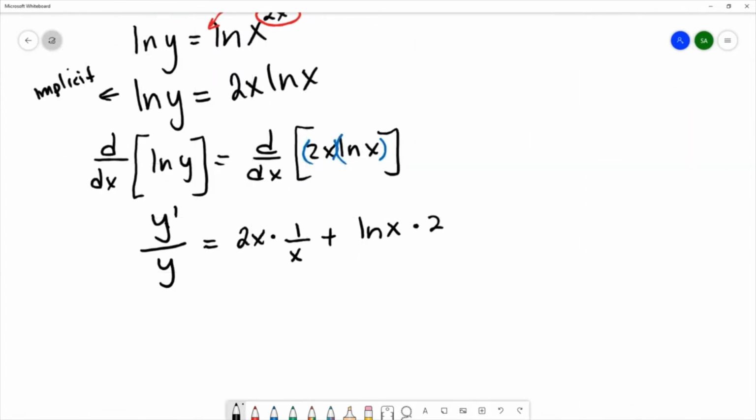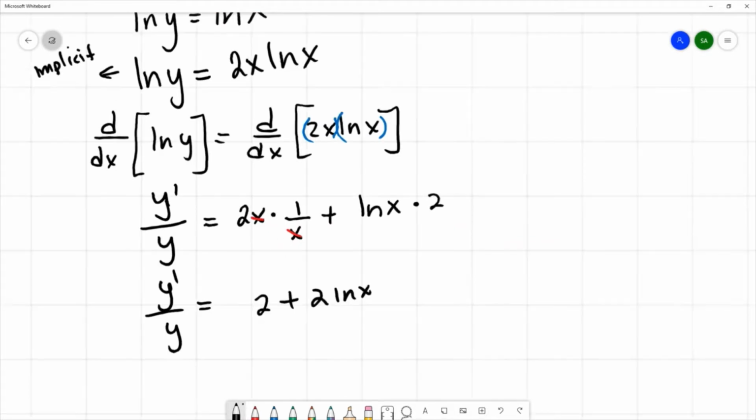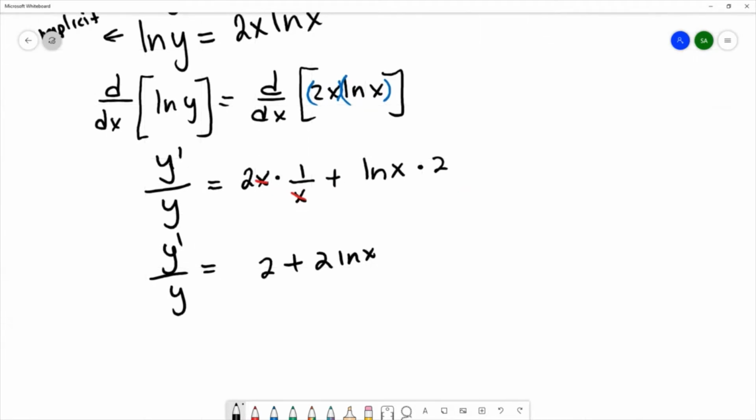So we have y prime over y. These x's cancel out, and we have 2 plus 2 natural log of x. I'm going to multiply both sides by y to get y prime equals y times 2 plus 2 natural log of x.